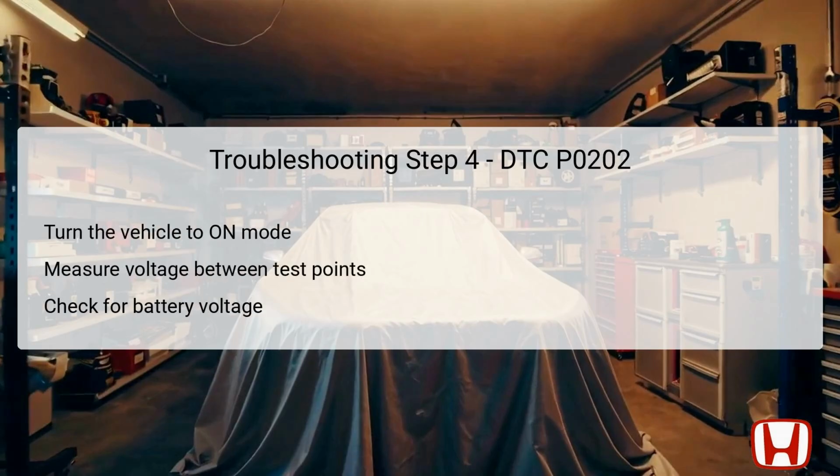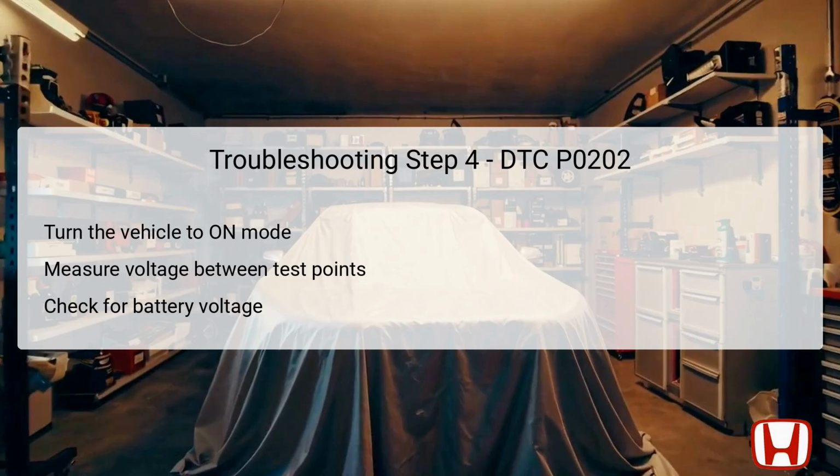In step 4, the vehicle should once again be turned to the on mode. It is crucial at this point to ensure that the injector relay remains disconnected. Using a multimeter, measure the voltage between specific test points, namely between test point 1 at the injector relay 4P socket number 3 and test point 2 at a clean body ground.